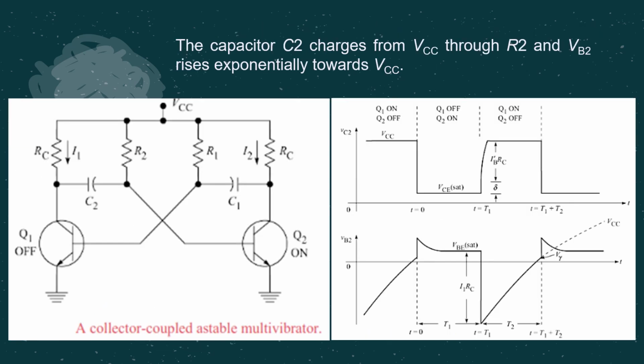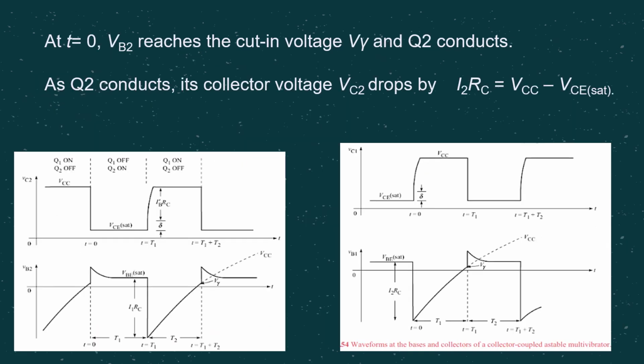In the output circuit, heavy current flows, so more drop across RC. Then what happens? Collector potential VC2 decreases. VC2 decreases by the drop across RC, I2 RC. So VC2 decreases by how much? I2 RC, the drop across RC.